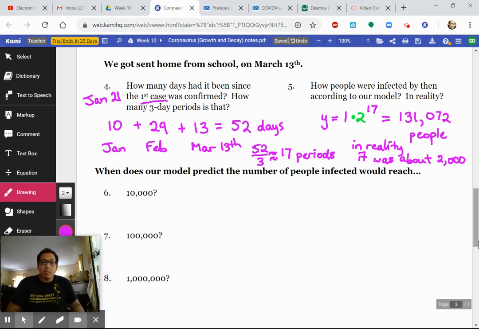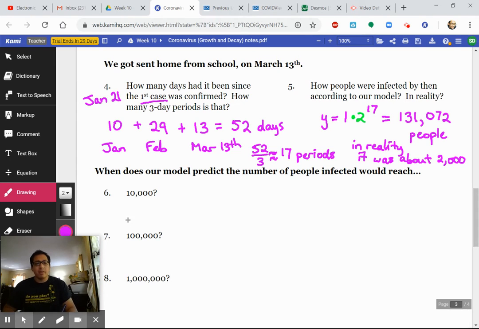So, our model might not be perfect. Maybe it had slowed down a little bit from that initial doubling every 3 days. Or maybe the first day we started the doubling wasn't the very first day that somebody was infected. A lot of things can go wrong in modeling.